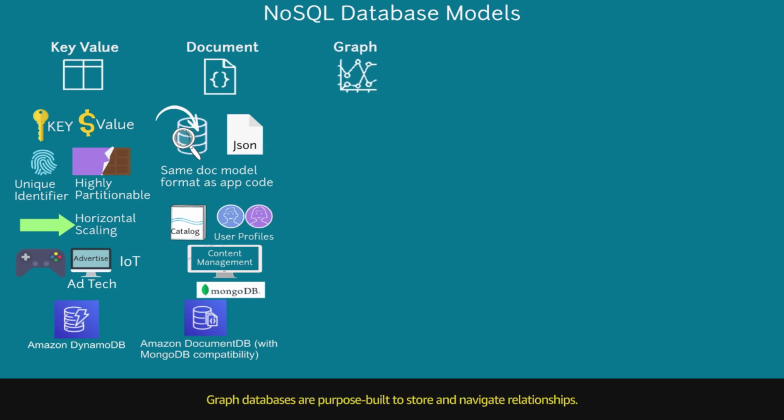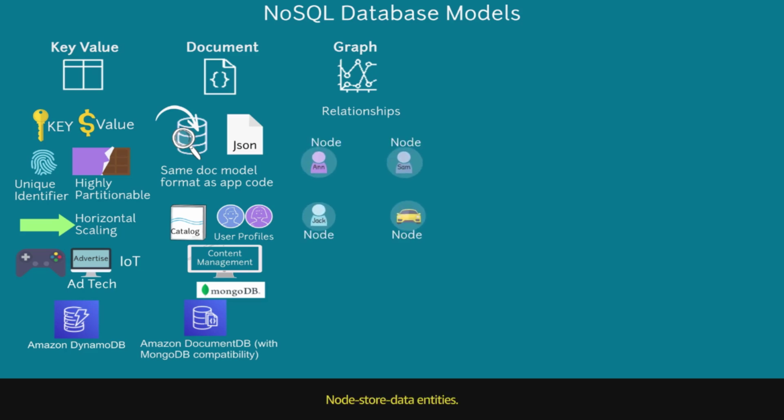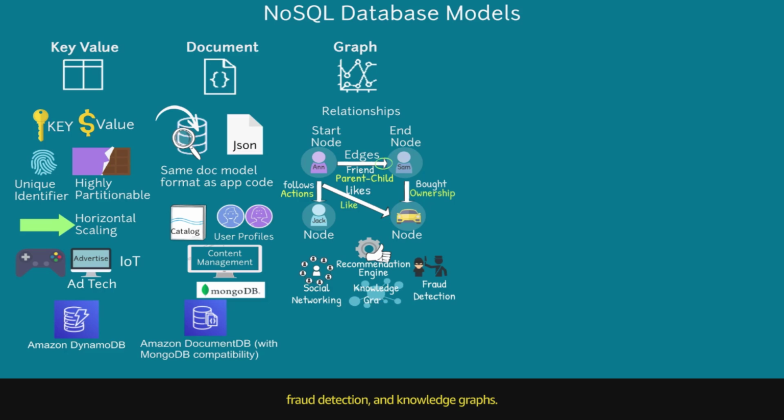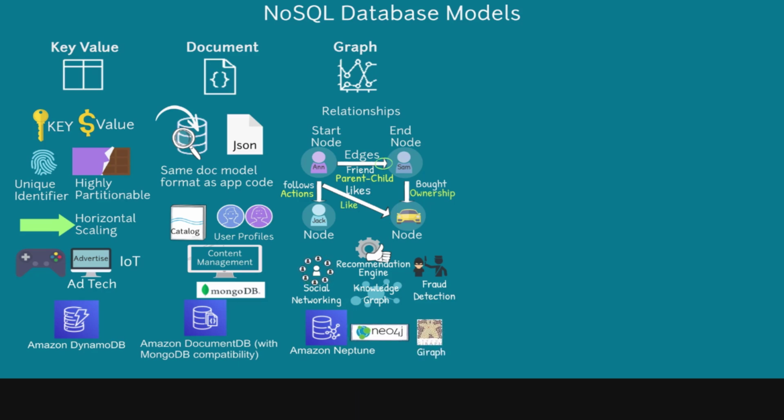Graph. Graph databases are purpose-built to store and navigate relationships. Nodes store data entities. Edges store relationships between entities. An edge always has a start node, end node, type, and direction, and an edge can describe parent-child relationships, actions, ownership, and the like. Typical use cases include social networking, recommendation engines, fraud detection, and knowledge graphs. Amazon Neptune is a fully managed graph database service. Popular graph databases include Neo4j and Giraph.